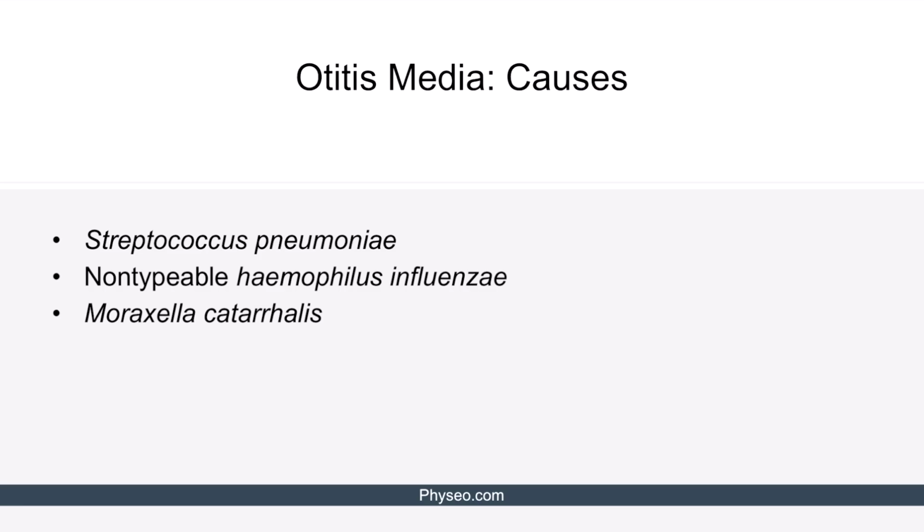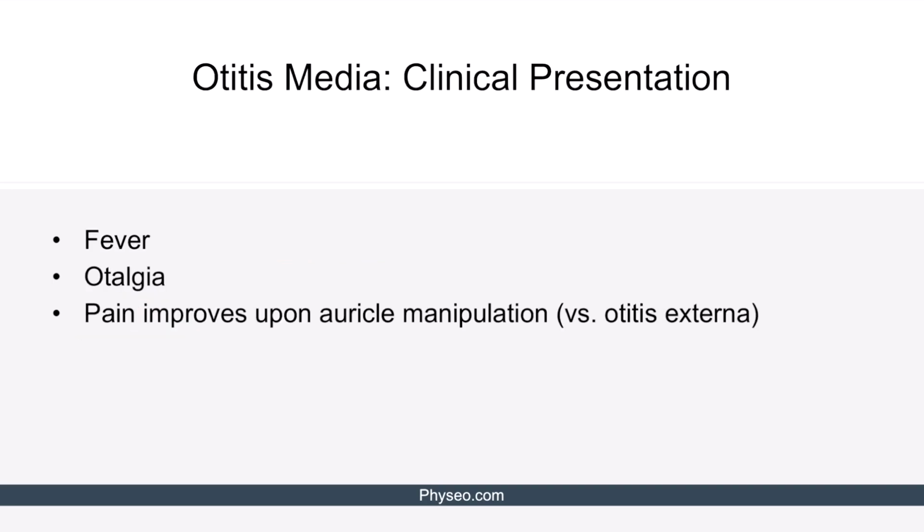The three most common bacteria causing otitis media are Streptococcus pneumoniae, non-typable Haemophilus influenzae, and Moraxella catarrhalis. Acute otitis media presents with fever and ear pain, also known as otalgia. Importantly, ear pain improves upon auricle manipulation. This is because the auricle manipulation straightens up the external auditory canal and relieves the pressure on the tympanic membrane. In contrast, auricle manipulation worsens the ear pain in case of otitis externa.